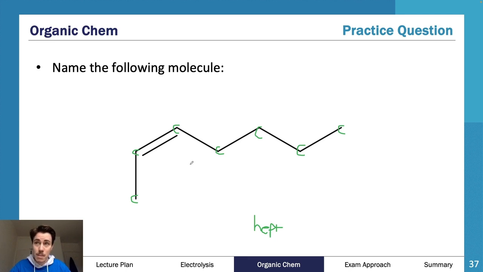No. Numbering priority, what's going to be the closest end to this? So this is 1, this is 2. So it's going to be dash 2 dash ene. Is there anything else? Is there any commas? Anything else I need? No. I've got the dashes. Cool. It's all one word. Yep. Awesome. I'm happy with this. Hept-2-ene. Hopefully you can see that.